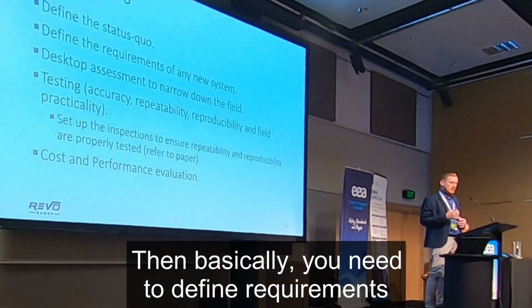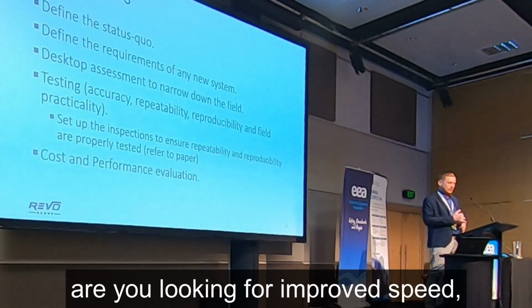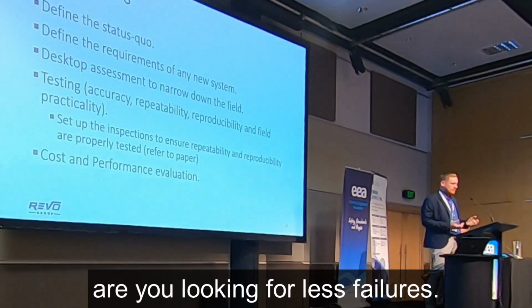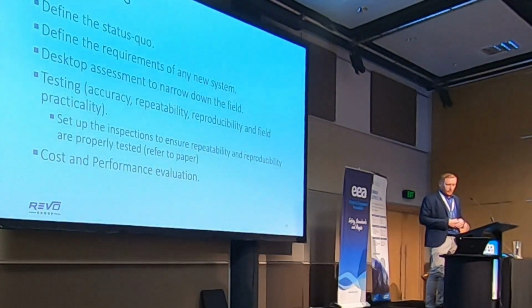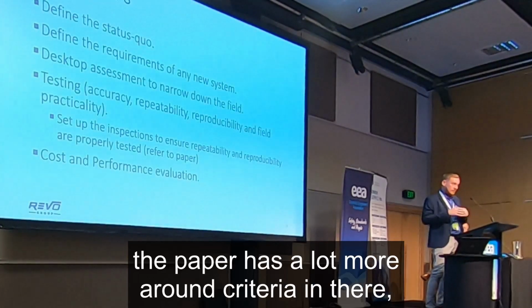Then you need to define the requirements for your new system. So what are you actually looking for? Are you looking for improved speed? Are you looking for fewer condemned poles? Are you looking for fewer failures, for instance? Once you define those first two, then you can do a desktop study around that criteria, and the paper has a lot more around the criteria in there, if you want to look into that.